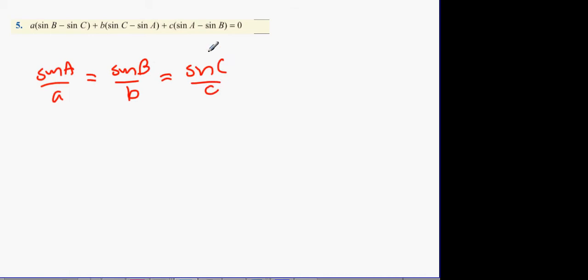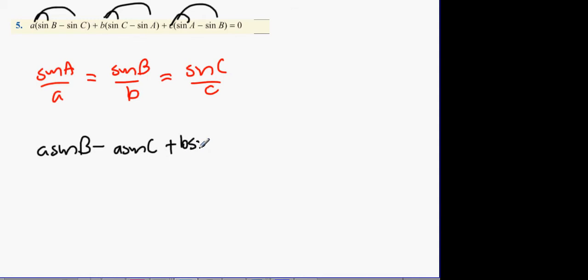Now, I'm going to multiply this out a little bit. I'm going to multiply out the left hand side of this equation just to set up. So I'm going to have A sine B minus A sine C. I'm going to have B sine C minus B sine A, and then I'm finally going to have C sine A minus C sine B.